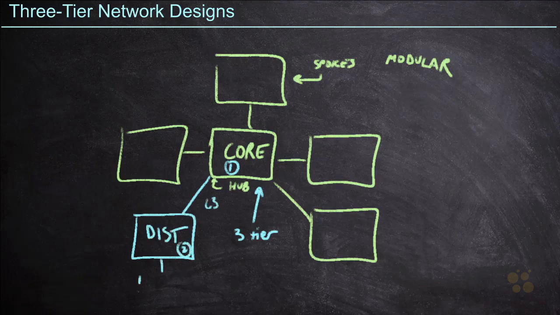The third tier would be the access block. This is where our end devices connect into the network, so we think laptops, PCs, phones, for example. Everything is going to connect in at that access layer, and that would be our third tier.